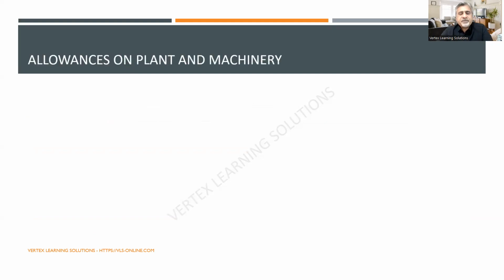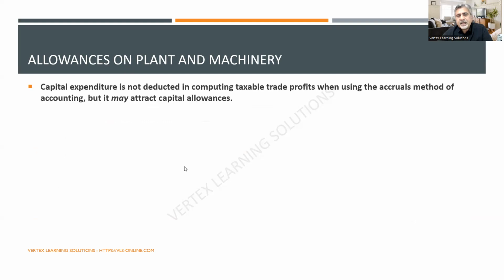So allowances on plant and machinery, the first category, the main category. Capital expenditure is not deducted in computing taxable trade profits when the accrual method of accounting is used. But it may attract capital allowances. So this is actually the same sentence. It is not something difficult.